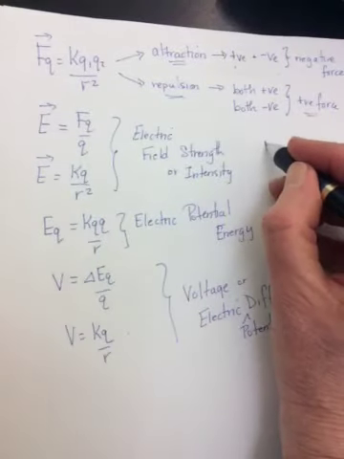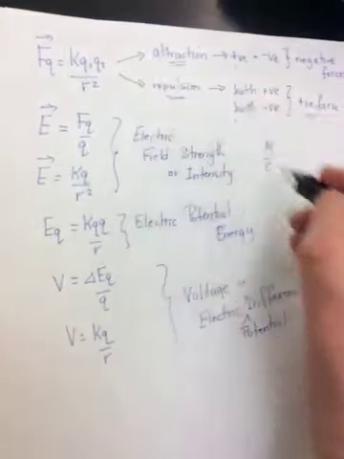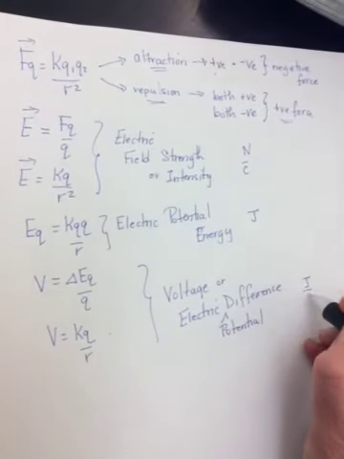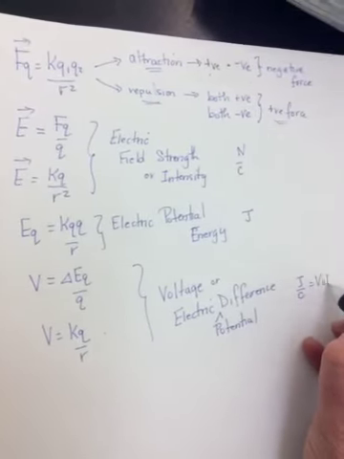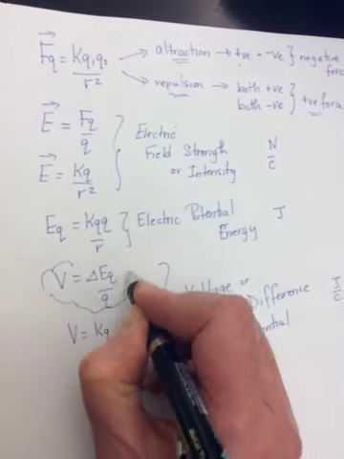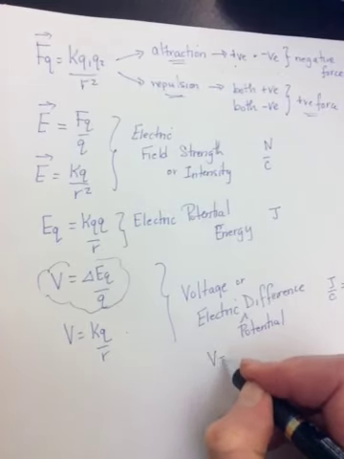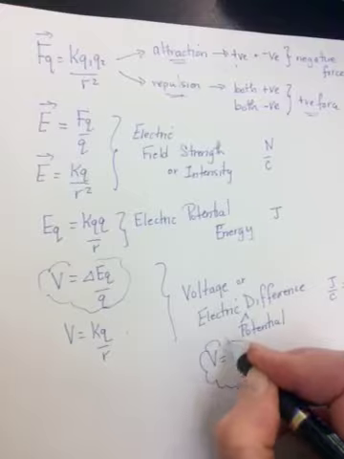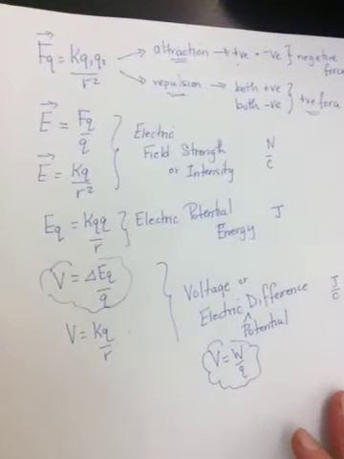This guy has units of newtons per coulomb. This one, of course, is newtons. This one is joules, and this one is a joule per coulomb, which is a volt. Okay, you will see this guy often rewritten as V is equal to W over Q in this course, because change in energy is the work done.